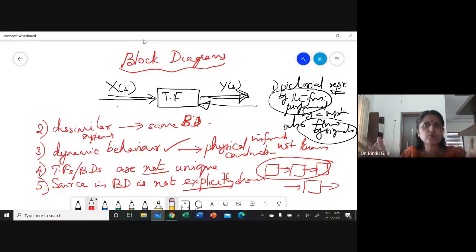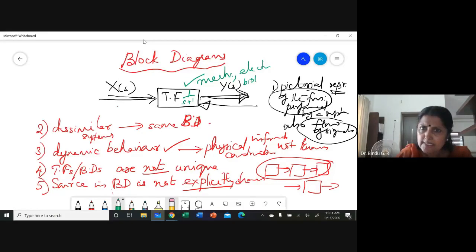It's a pictorial representation, as you already know. Pictorial representation of what? The functions performed by the system, each component in the system, as well as the flow of signals. The second thing is that many dissimilar systems can have the same kind of block diagram, which means I can say that this block diagram can be of a mechanical system. I'll just have 1 by S plus 1, etc. inside, or it can even be an electrical system or a biological system. Even if it is an electrical system, it can be the block diagram of an induction motor, or maybe a block diagram of an amplifier. But they may have the same kind of block diagrams.